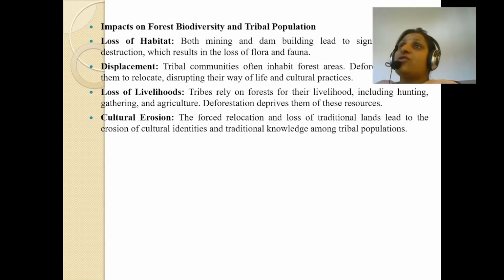Tribal communities often inhabit forest areas. Deforestation forces them to relocate, disrupting their way of life and cultural practices. Deforestation forces them to be relocated from their places, their whole life gets disrupted, and their cultural practices also get disturbed.